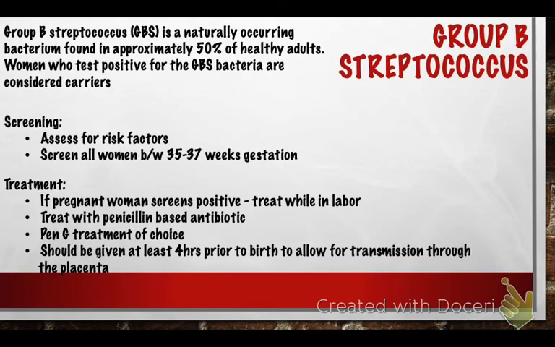So we reach group B strep. Now, group B strep is a naturally occurring bacterium found in approximately 50% of all healthy adults. Women who test positive for GBS bacteria are just considered carriers. Carrier status is transient and does not indicate the illness. Approximately 25% of pregnant women carry GBS in the rectum or the vagina, thus introducing the risk of colonization of the fetus during birth.